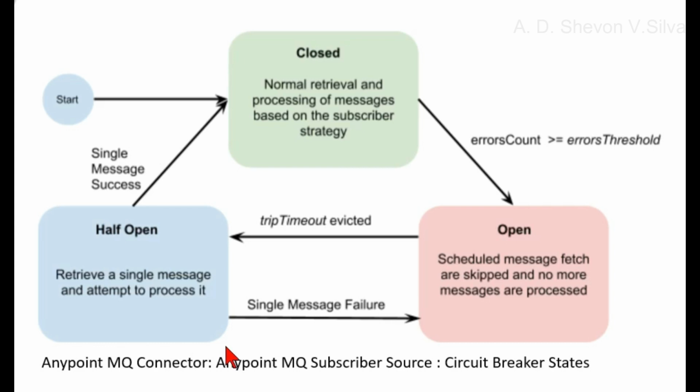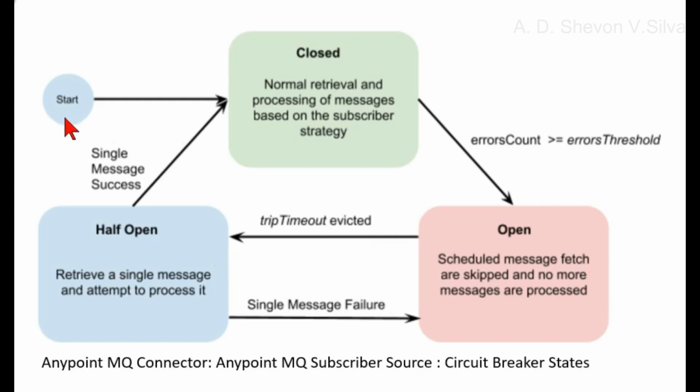When the subscriber source successfully fetches a single message, dispatches it to the flow, and processing finishes successfully, the subscriber source returns to normal and immediately attempts to fetch more messages. If the Mule flow fails with one of the expected error types, the circuit goes back to an open state and resets the trip timeout timer.